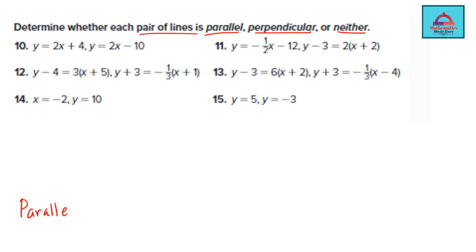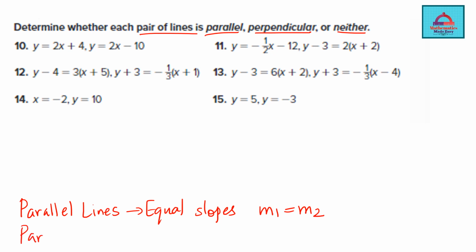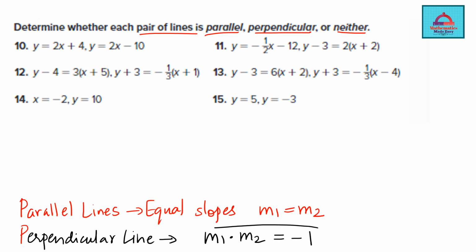So before we go into that, let me explain the key concept that will help to solve these questions. When two lines are parallel, then they have equal slopes. That means the slopes of the two lines, denoted by m, are equal. Whereas if they are perpendicular, then the product of the slopes is going to be minus 1. So if the first line has slope m1 and the second line has slope m2 and we multiply them and we get minus 1, it means the two lines are perpendicular to each other.